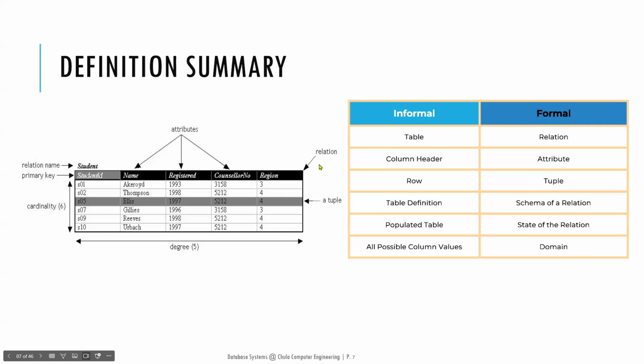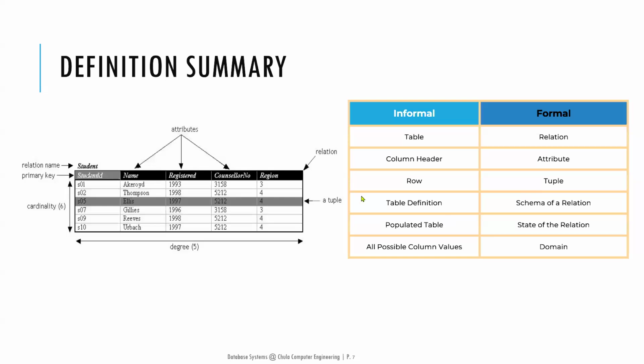Informally, we call it a table, right? We look at the figure on the left and say, oh, this is a table. But in the database, we call it a relation. And when we take a look at the column header, in a database we call it an attribute. Each row we call a tuple.